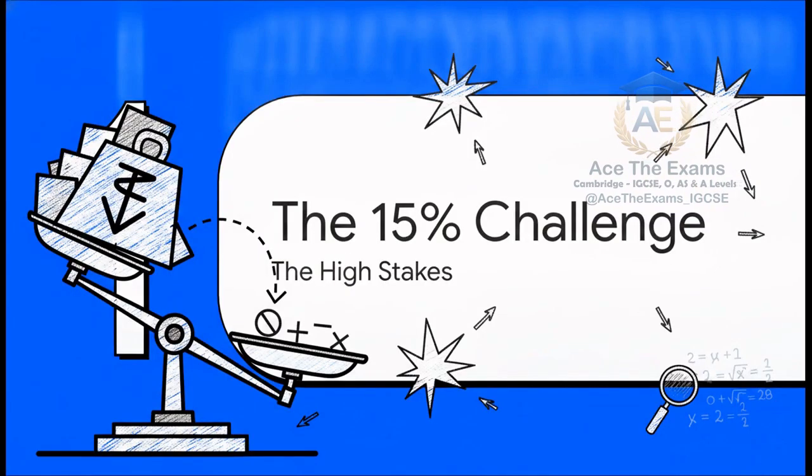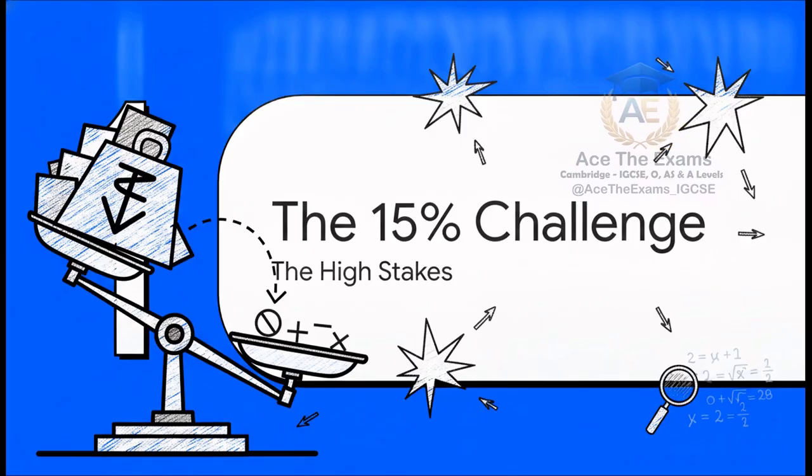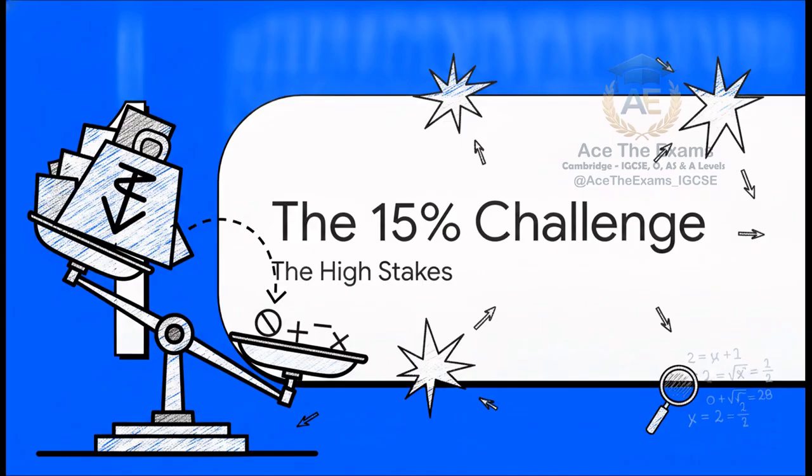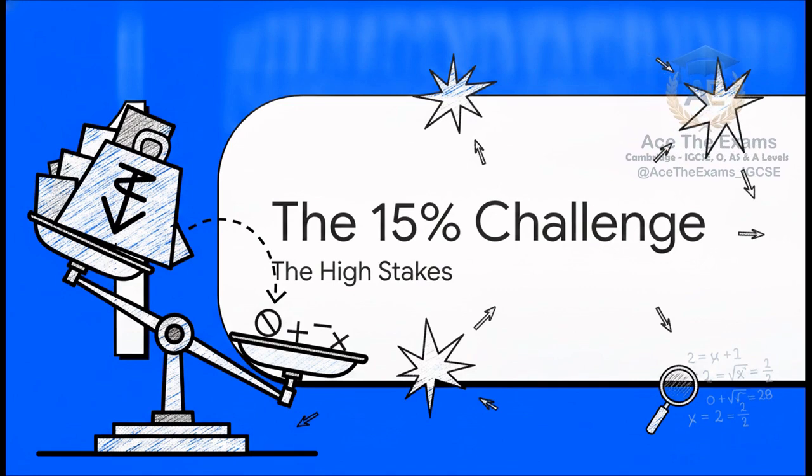Section 1. The 15% challenge. The high stakes. Look, when you're prepping for a massive comprehensive math exam like the 0606, it is incredibly easy to get lost in the weeds. You end up treating every single topic equally. You spend hours on a basic algebra concept that might be worth 2 marks and then gloss over a heavy hitter. But here's the secret. Cambridge doesn't weigh everything equally. Knowing exactly where the heavy hitters are hiding is your very first strategic advantage.